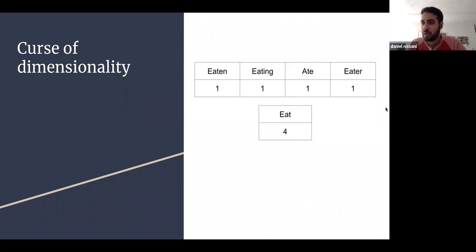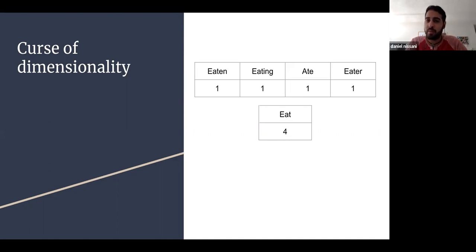Someone's eating something, someone's eaten something. It really all comes down to eat. And when we're trying to get meaning out of text, we don't want to have all of these superfluous tenses and ways of changing words from noun to verbs. We just want to be able to say eat is the primary semantic definition that everyone's trying to focus on within that sentence.